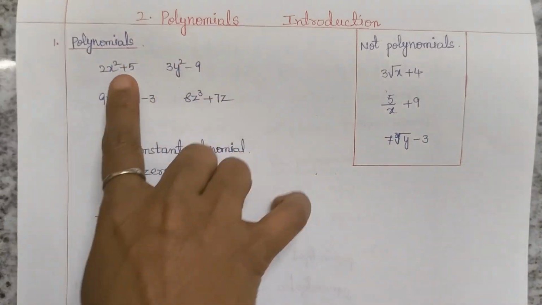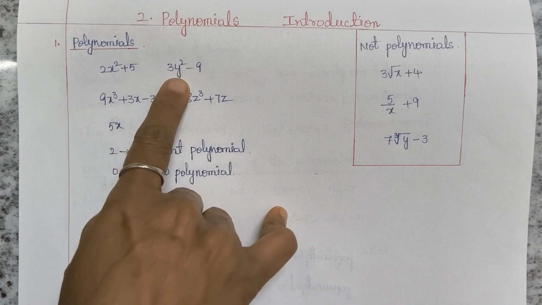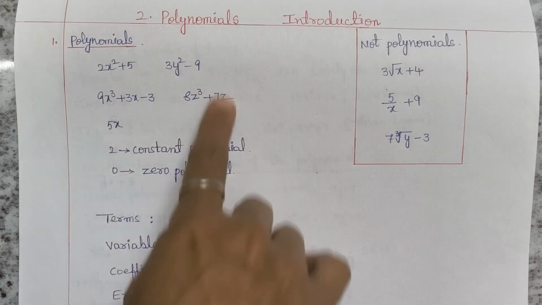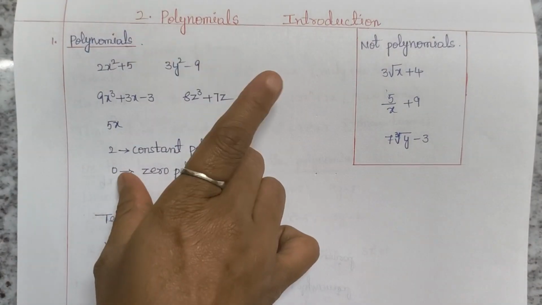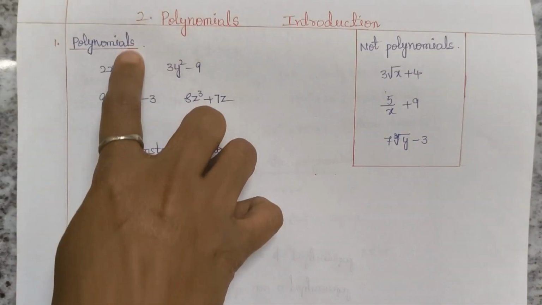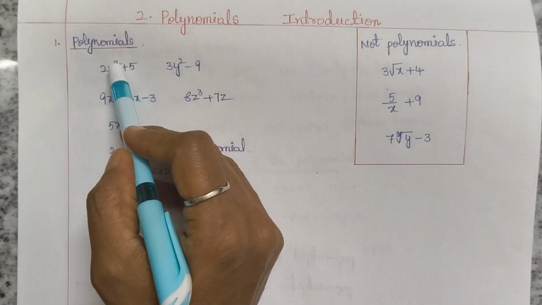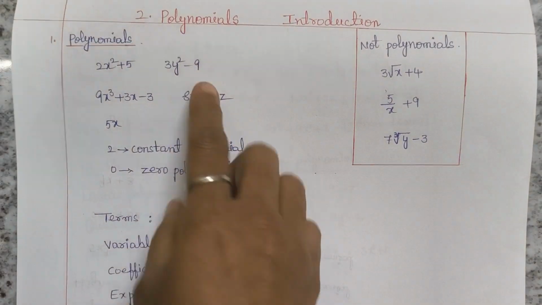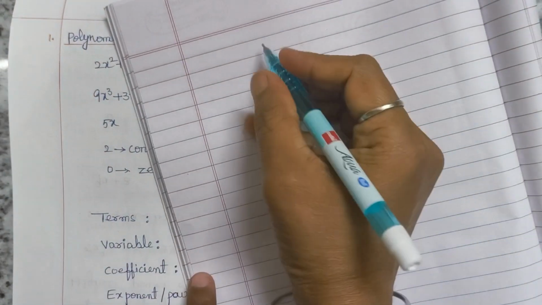Okay. See here. Here one expression is there, 2x square plus 5. And 3y square minus 9. These are all polynomials. Last year we learnt the algebraic expressions lesson. These are all the expressions we learnt. So here, 2x square plus 5 is one polynomial. And 3y square minus 9 is also a polynomial. However many terms there are, it is a polynomial only.